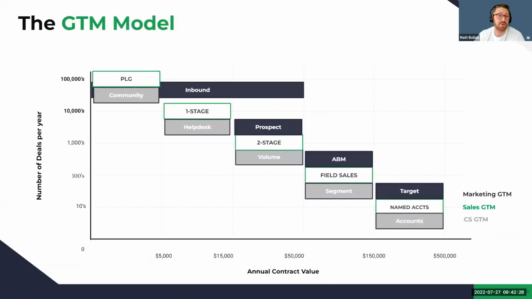So PLG, community. Community is HubSpot in many ways. HubSpot is an enterprise business, a $1 billion business, and they have every single one of these go-to-market motions today, right? Or probably not accounts, they're trying to get there. But if you look at Salesforce, for example, they have every single one of these. HubSpot has a PLG and they have a community. We're on the community page right now.